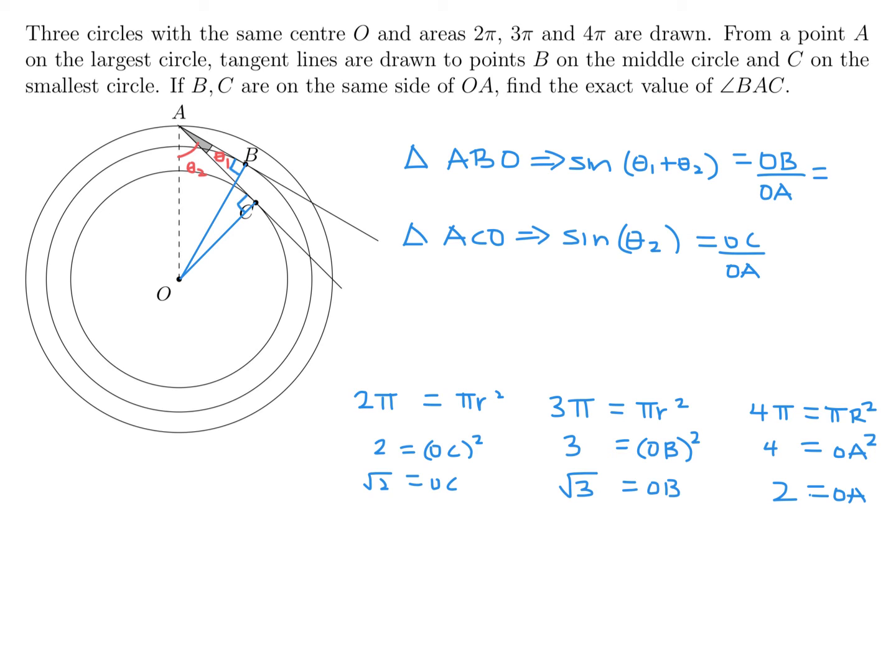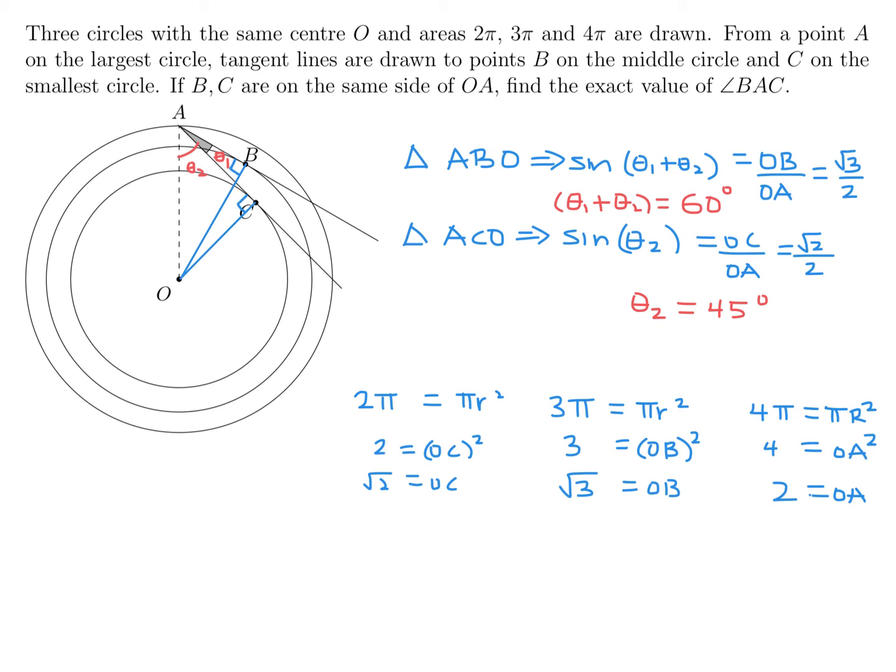OB over OA, therefore, is root 3 over 2. And OC over OA would be root 2 over 2. Okay. Well, the good news is that these are well-known values. If the sine of something is root 3 over 2, then you should be able to know that in your head without a calculator. That means that angle, in this case, theta 1 plus theta 2, is going to be 60 degrees. And for this one, theta 2, root 2 over 2 would make it 45 degrees.